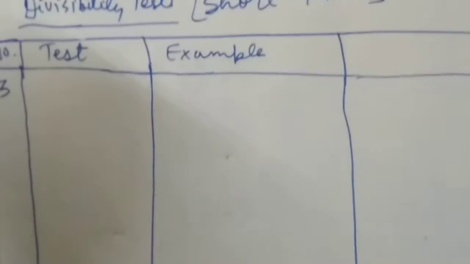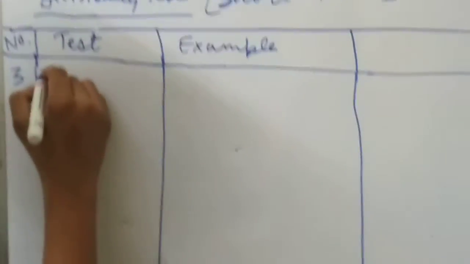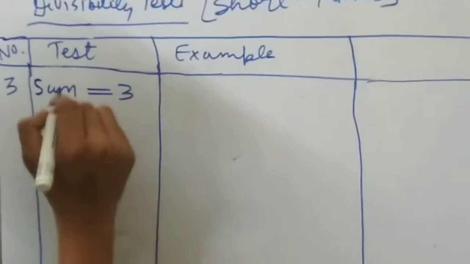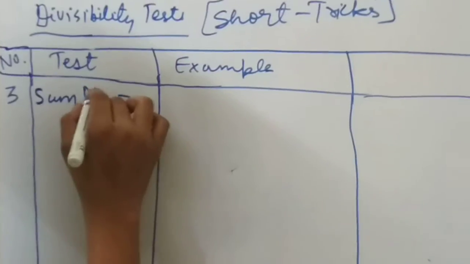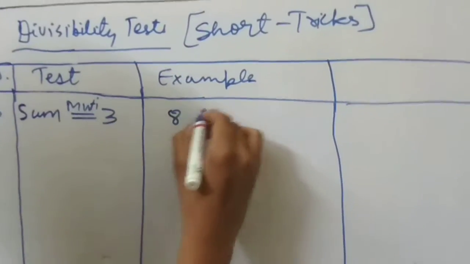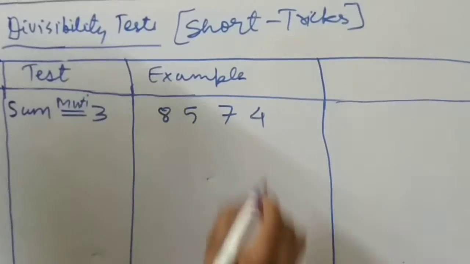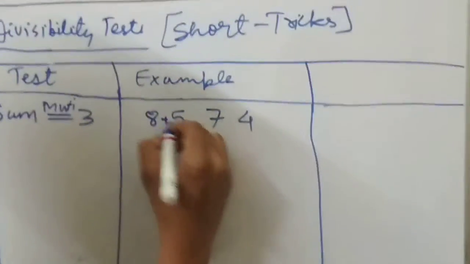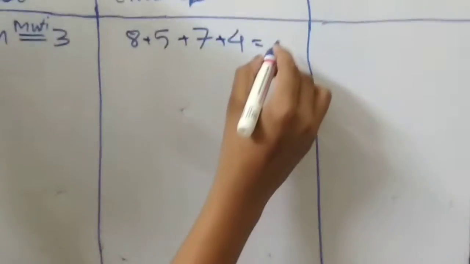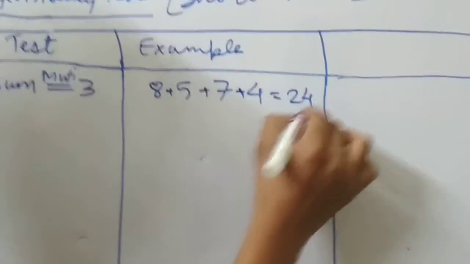Now our next number is 3. For 3, we will not be checking the units. Instead, we will be checking the sum of digits, whether it is a multiple of 3 or not. That means if you add the digits of, let's take 8, 5, 7, 4, what will it be? 13 plus 7 is 20, 20 plus 4 is 24.